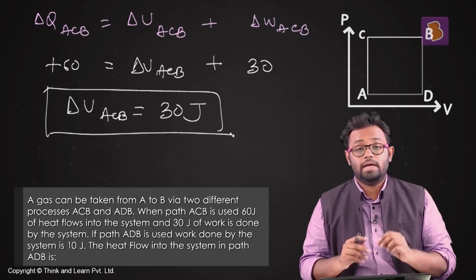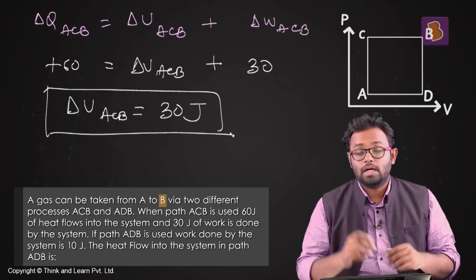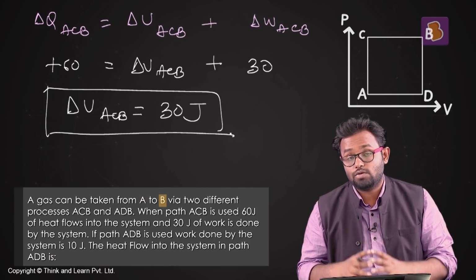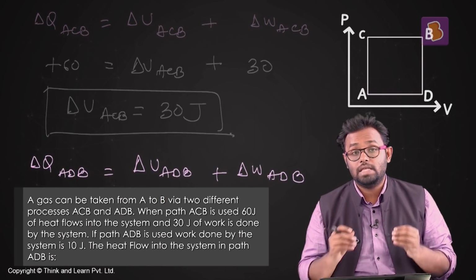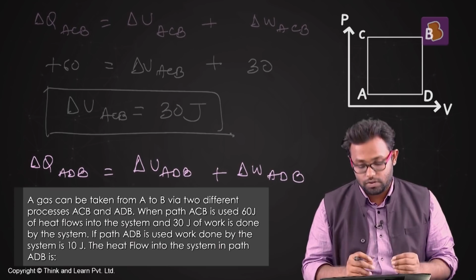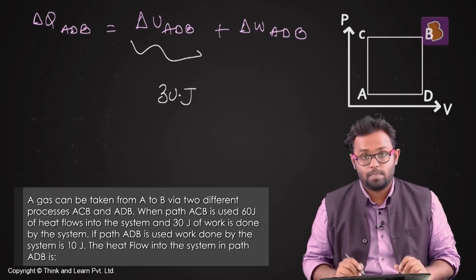Now the interesting thing is, because you reach from a state A to state B, the change in internal energy of the gas is going to be the same whether you go via C or via D, because change in internal energy is a state function. Okay, so this is still going to be 30 for the second case.